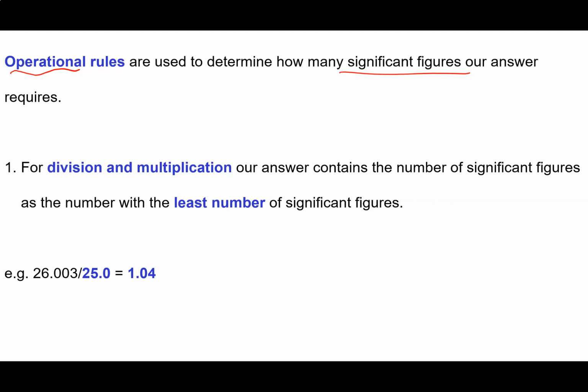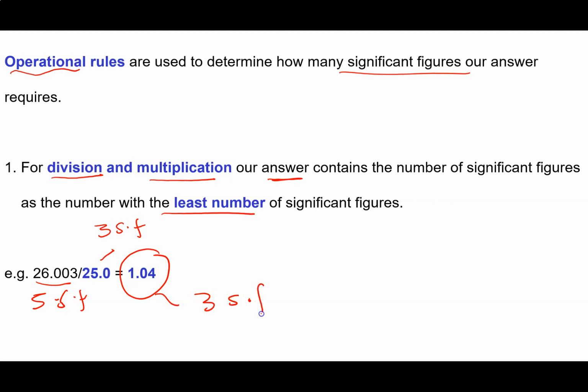So that's the principle. How does it actually play out in terms of the rules that we're going to use? Well, there are 2 rules. When we're dividing and multiplying measurements, our answer contains the same number of significant figures as the number with the least number of sig figs. So here we're doing division. This number here, 5 sig figs. This number here, 3 sig figs. So 3 is smaller than 5, so our answer has to have 3 sig figs, right?